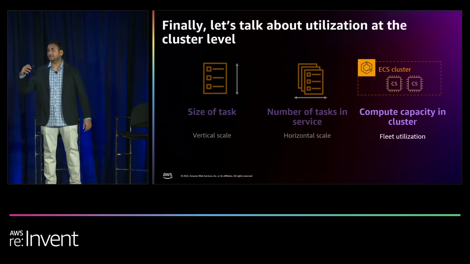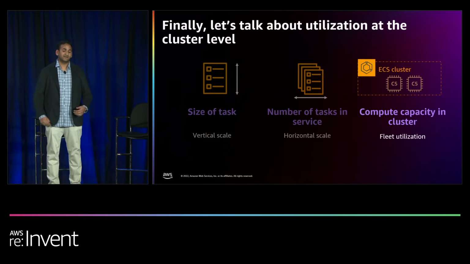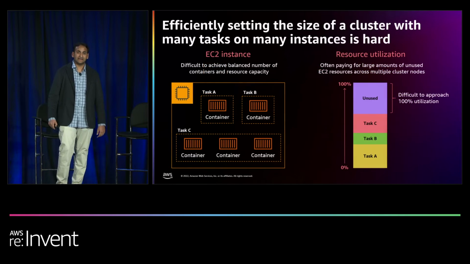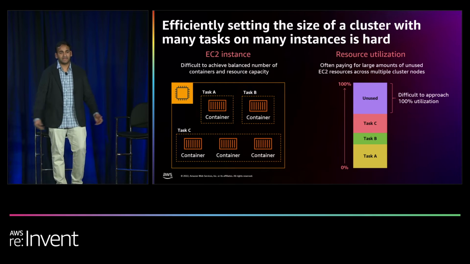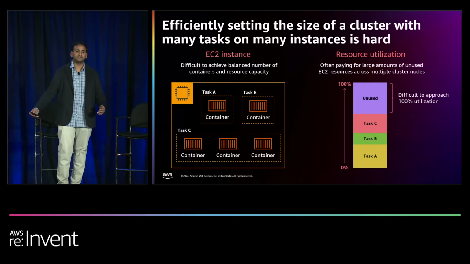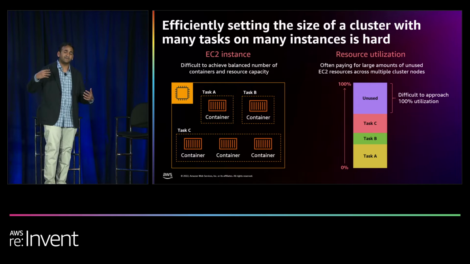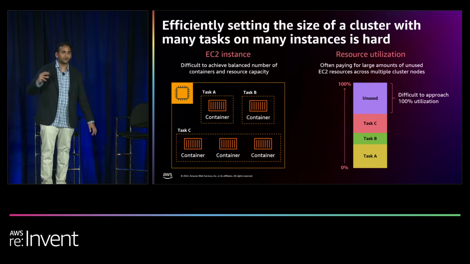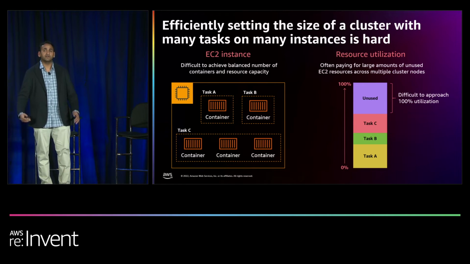All right. With that said, let's move on to the next big bucket: utilization at the cluster level. This is fundamentally a hard problem because a cluster typically has n instances. Let's say a cluster has 10 instances and 10 services running on it. Each service requires a different number of tasks over the course of the day. Now, making sure that the size of the cluster is sufficient to run all of those 10 services, but also not over-provisioned, is fundamentally a hard problem.